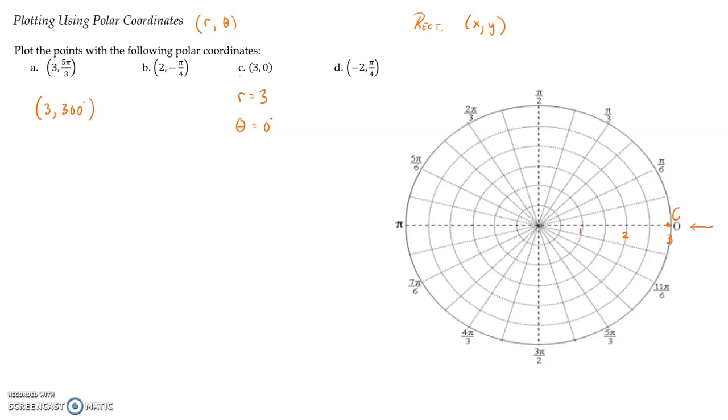Alright, so let's go ahead and get our angle measure first. We want to go to the 300 degree mark, which means we're going to be coming out along this radial line. Here's our 300 degrees. And we want to count out a total of 3 radii lengths. So again, remember 2 circles here is going to be equal to 1 unit. So this is where I'm going to have point A.